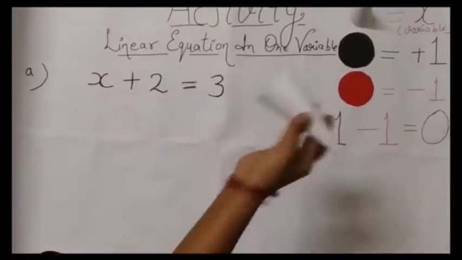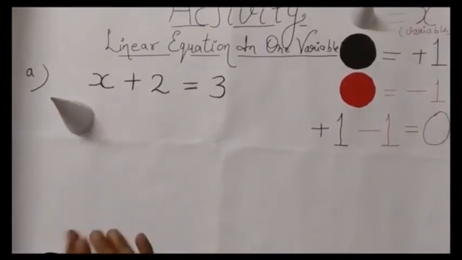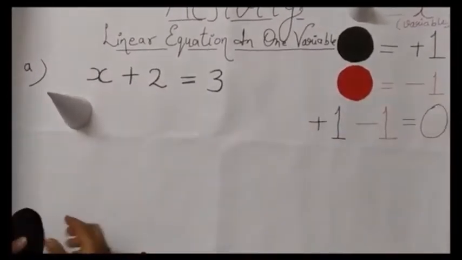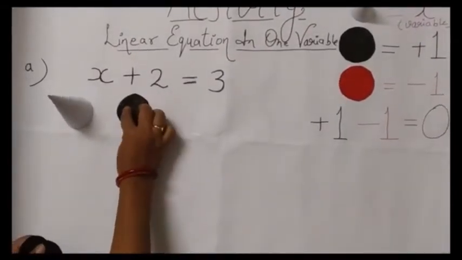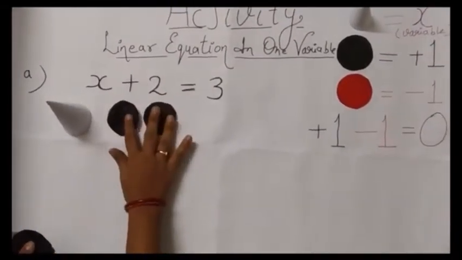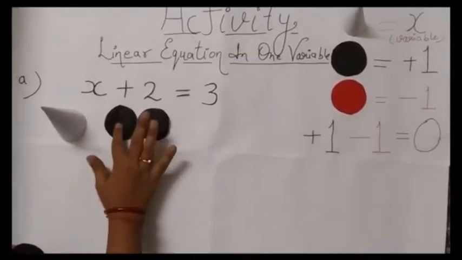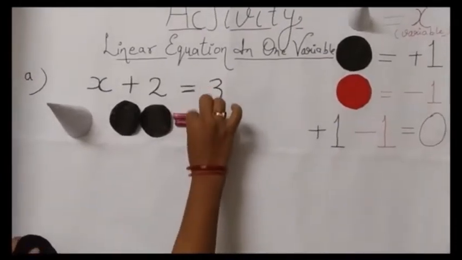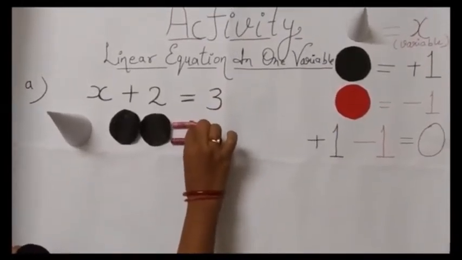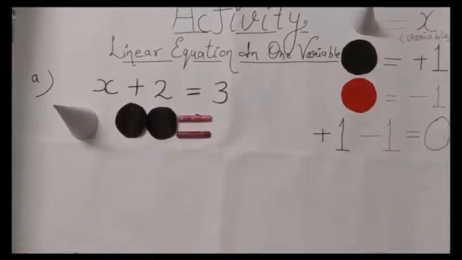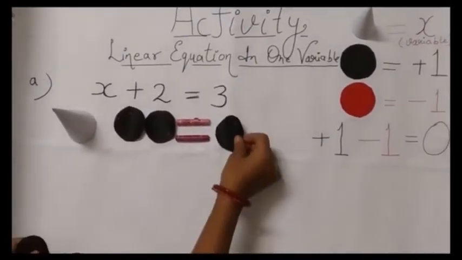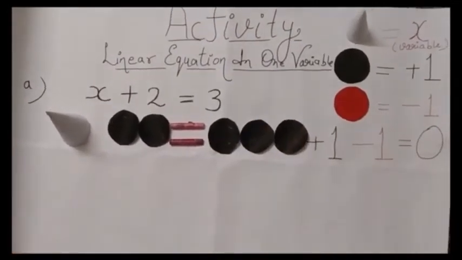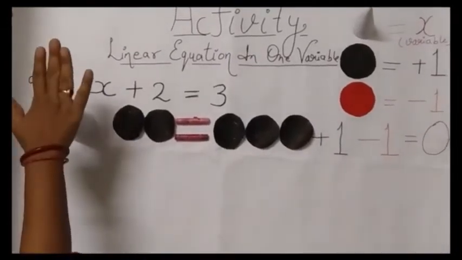This is your variable x. Plus 2 means black circles, plus 1 plus 2, so you have to put two black circles. This is your equal to sign, which I am representing with these crayons. Now on the right we have 3, that means positive 3. So how many circles do we have to put here? 3 circles: 1, 2 and 3. Okay, now we have to find the value of variable x.